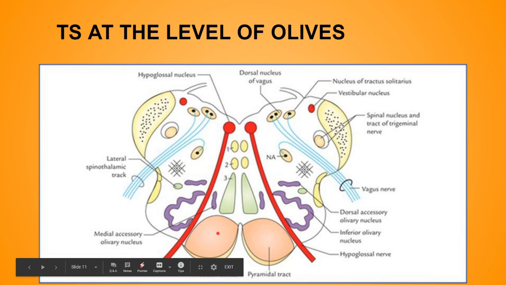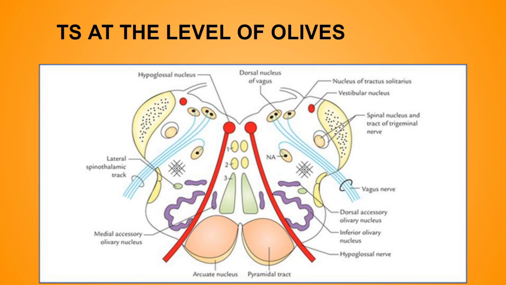Now the arcuate nucleus, this is the arcuate nucleus, and these are basically situated on the anteromedial aspect of the pyramids, and they receive fibers from the cerebral cortex and send efferent fibers to the cerebellum of the opposite side through the anterior external arcuate fibers.